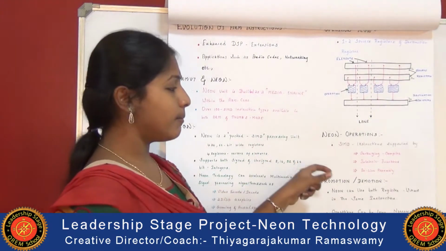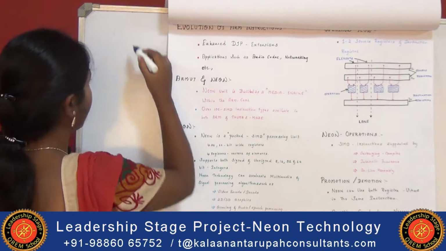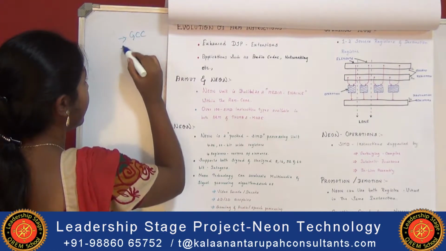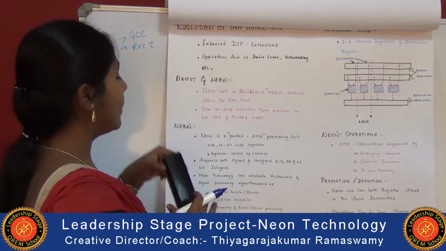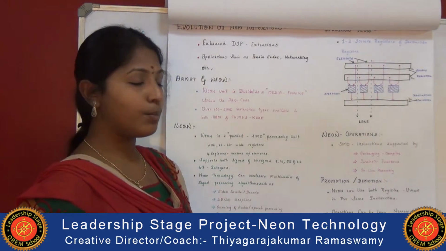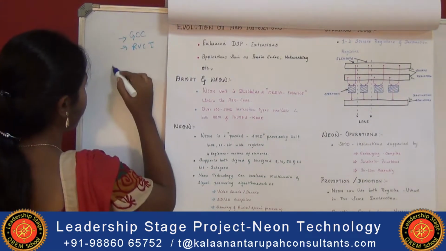So this Neon technology is implemented using assembly source code, and mainly in the assembly source code there are two: the GCC compiler and RVCT, that is RealView Compilation Tools. Both use the same instructions to perform compilation, but the main difference will be in the assembler directives.